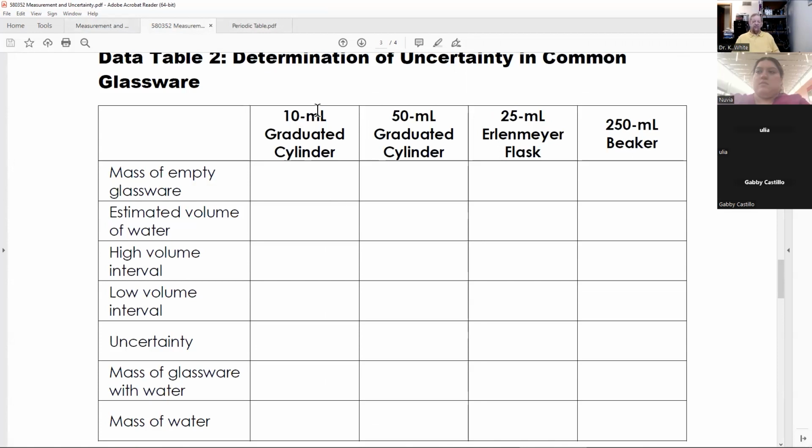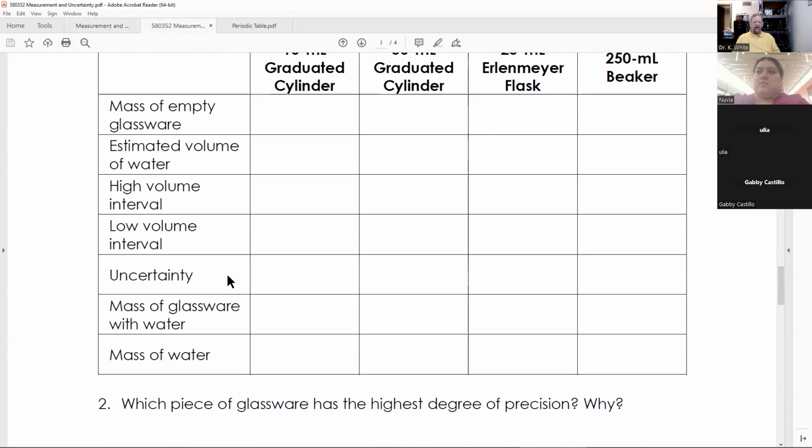for part 2. And you'll do, like for a 10 milliliter graduated empty, then what's the volume? And then what's the higher mark and the lower between the meniscus? They show you how to do the uncertainty. And then you have the mass of the glassware and water and the mass of the water.